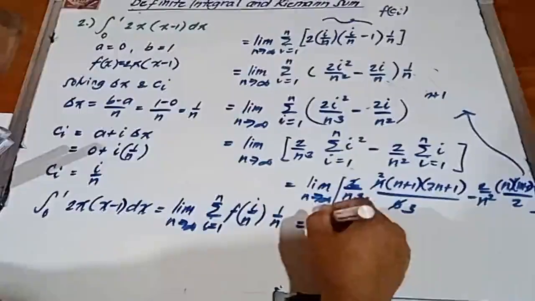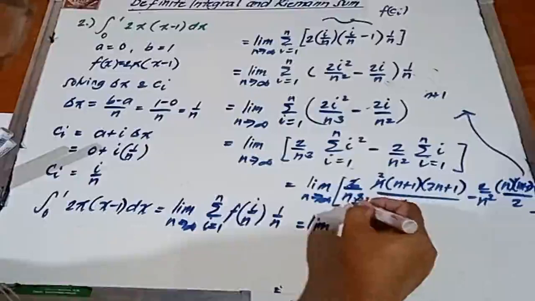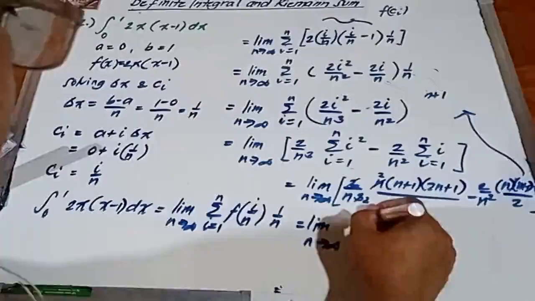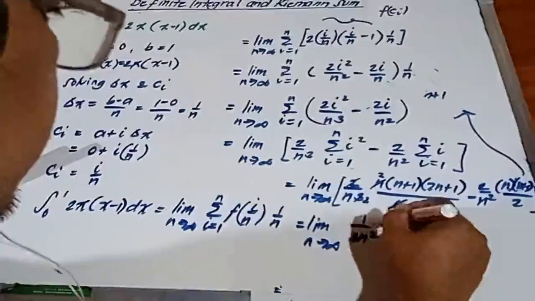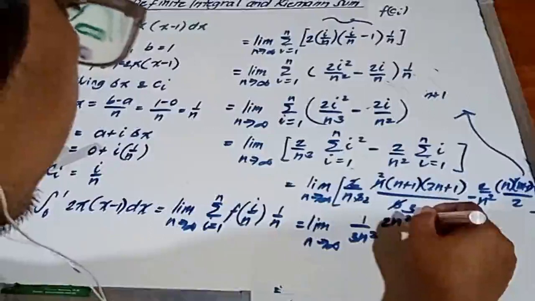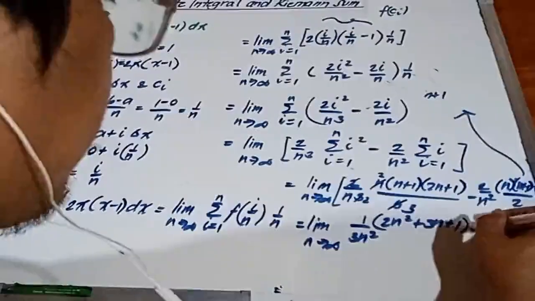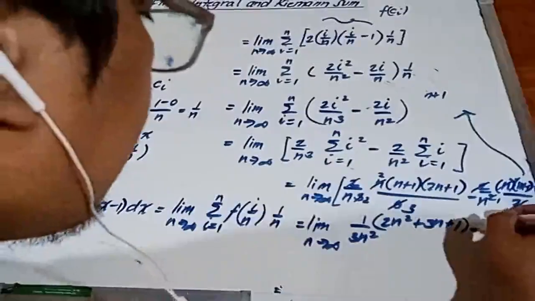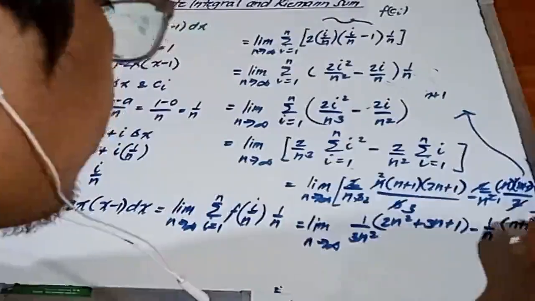So, limit of, n squared, n approaches infinity. We have 1 over 3n squared. Expand natin to, 2n squared plus 3n plus 1 minus, cancel to, cancel yung isa, may matitirang n. So, 1 over n times n plus 1. Okay?